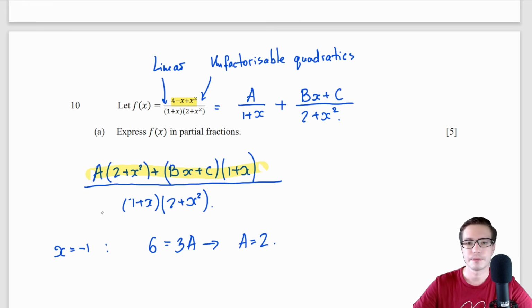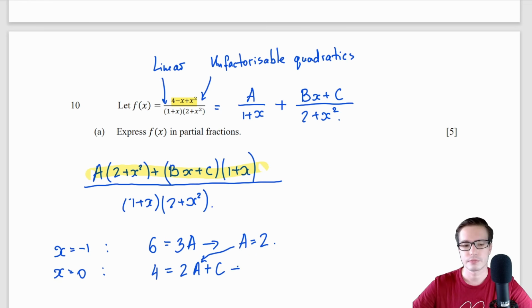Now what else can I substitute? Let's say 0, so I can get rid of b. Substitute into the initial fraction, we got 4. Substitute into our fractions with a, b, and c, and we'll get 2a plus c. And now we know that a equals 2. So we'll get 4 equals 4 plus c. So c equals 0.